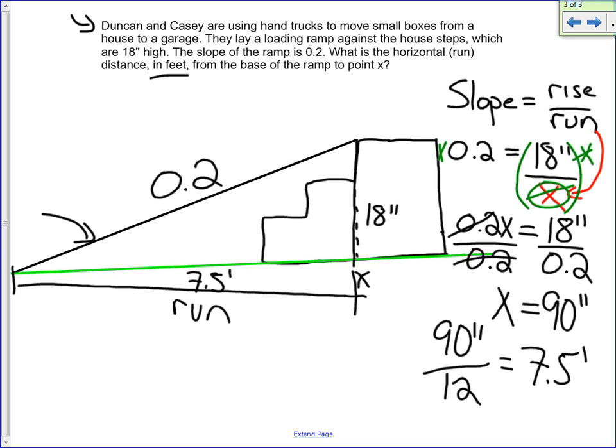Now, as a check, we can always go back and do rise over run. So if 18 inches, and remember we would have to take this value and express it as feet, or we could just take our 90, which we've already calculated. If 18 divided by 90 gives me 0.2, then I've done everything right.